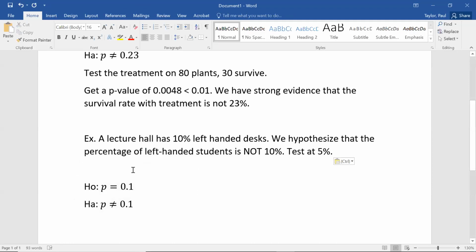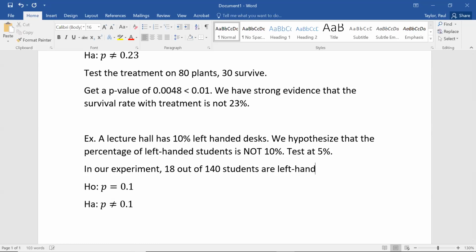So first, you have to tell me the null and alternative hypothesis, and then you have to run the hypothesis test to generate a p-value. Now, in order to run the hypothesis test and generate a p-value, you need to know the result of the experiment. So I might tell you that here. So in our experiment, maybe just one day we count how many students there are and how many are left-handed. In our experiment, 18 out of 140 students are left-handed.